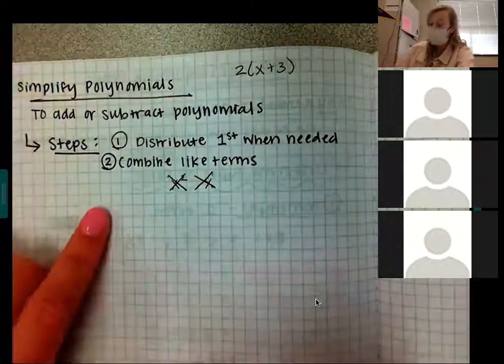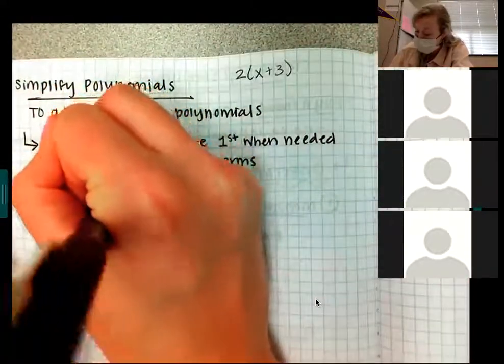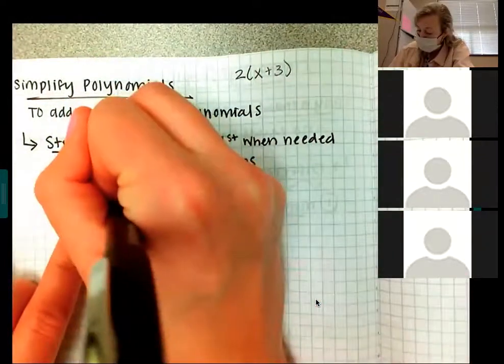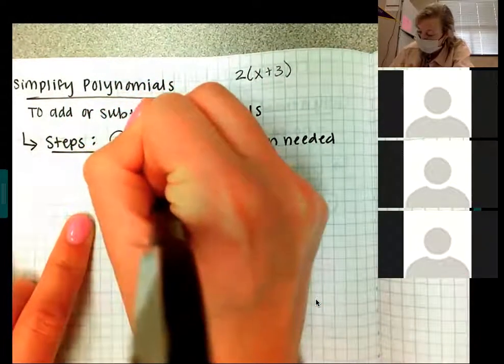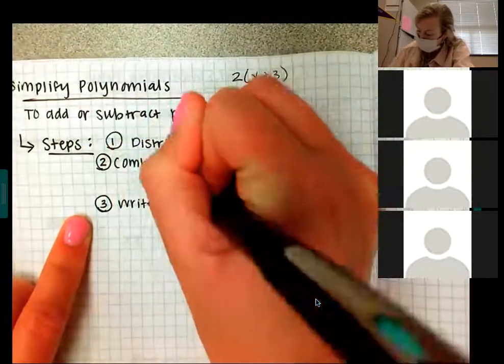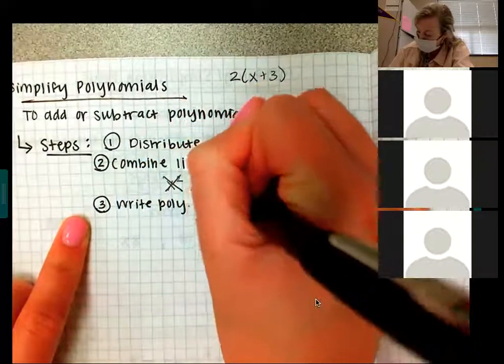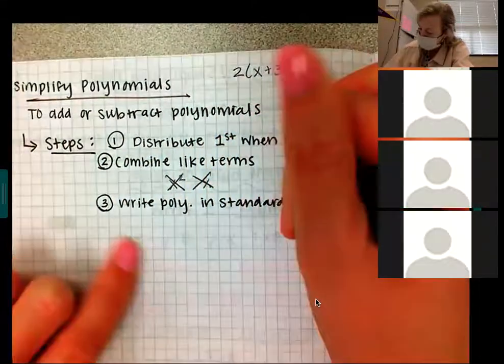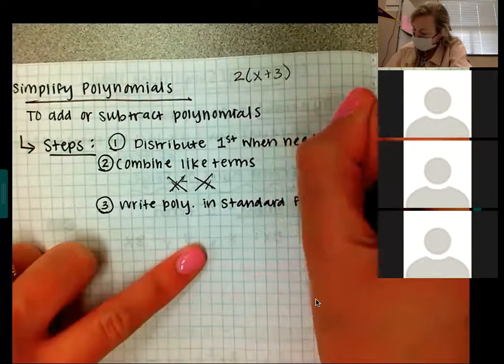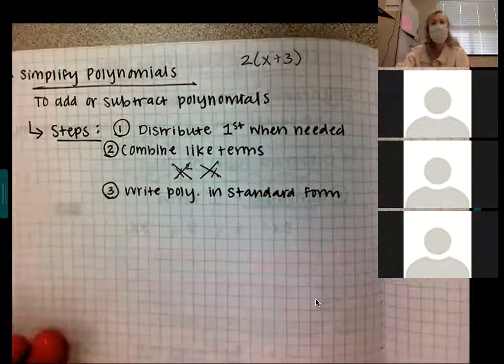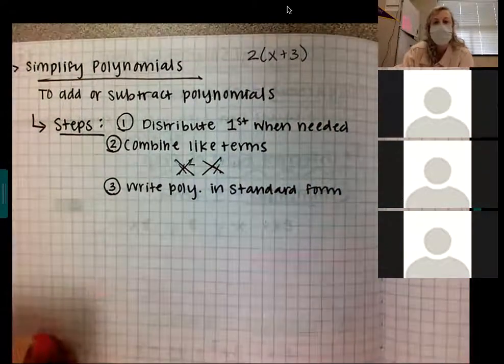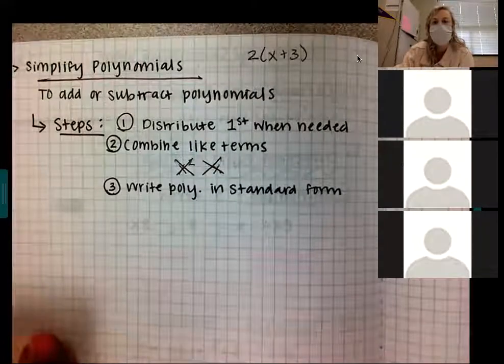So step 2, you're going to combine like terms. And then step 3 is to write the polynomial in standard form. Those are your only 3 steps. I'm going to pause so y'all can finish getting that down.